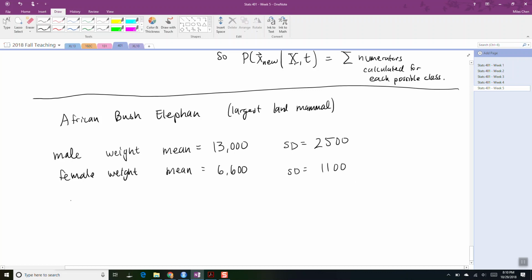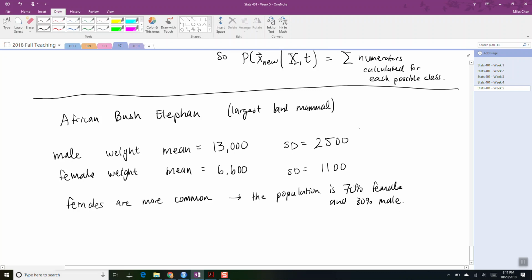I'm making up this part. Basically the only things that are facts that I looked up on Google are the 13,000 and 6,600. Everything else I'm making up just for the sake of our problem. Okay, but we'll say females are more common. I don't know. Let's say the population is 70% female and 30% male. Okay.